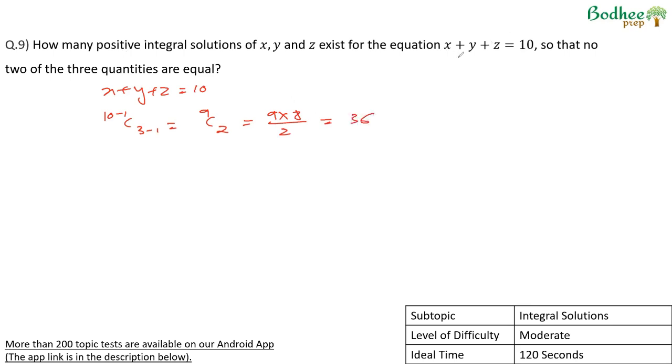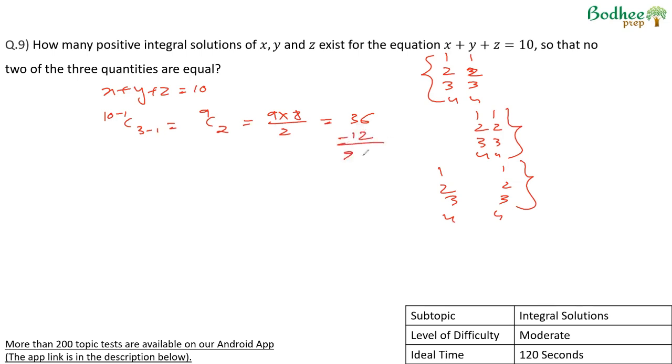Now, this consists of all the values, and there could be cases where two values are equal. If x and y are equal, they could be 1, 1, 2, 2, 3, 3, 4, 4, with z taking the corresponding value. So 4 cases here. Similarly, y and z equal gives 4 cases, and x and z equal gives 4 cases. So in these 12 cases, two values are equal. Subtract them from 36, you get 24 cases overall. This is a faster way to solve, but even in the worst case scenario, when we are counting, it takes not more than 2 to 2.5 minutes to solve.